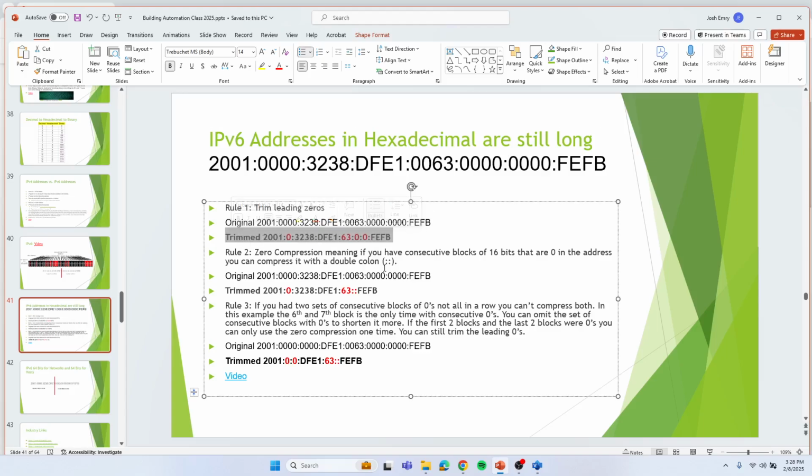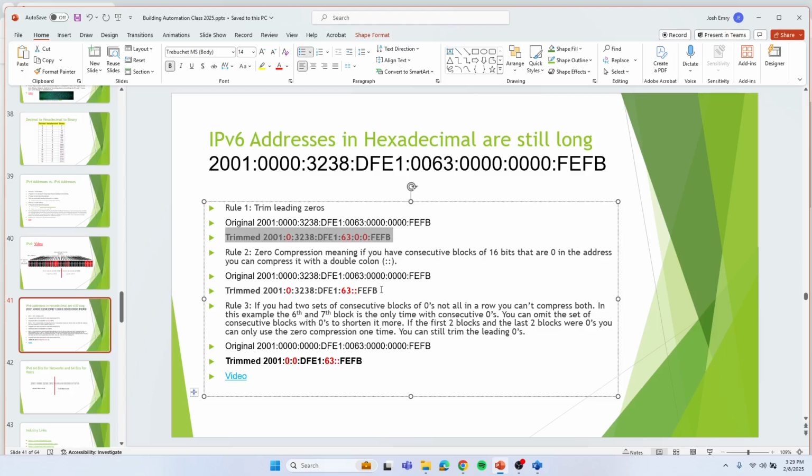Rule two: you can use zero compression. If you have consecutive blocks where all 16 bits, and I'm going to call from colon to colon a block, since each digit here represents 4 bits, so we have 16 bits between each colon. If all those bits are off, you can compress this section to a double colon.